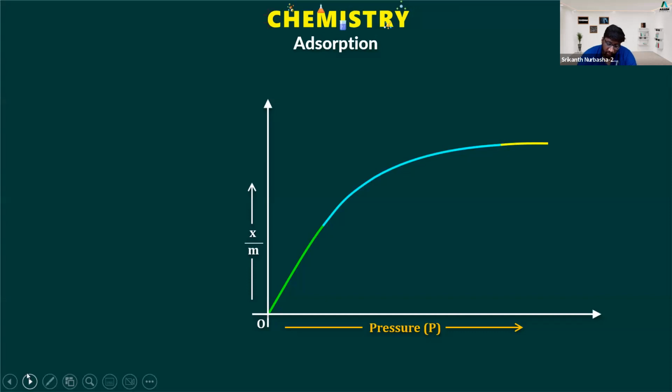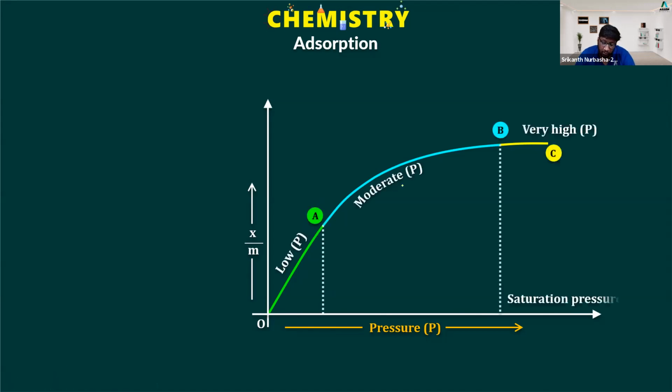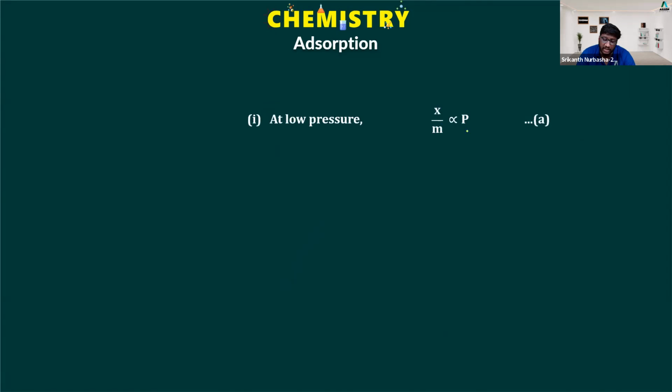Look at the three regions. Three different colors have been given. x by m is directly proportional to pressure whenever the pressure is maintained low. It looks like a straight line. At low pressure, at moderate pressure, and at very high pressure, three regions you can consider. At low pressures, x by m is directly proportional to pressure.